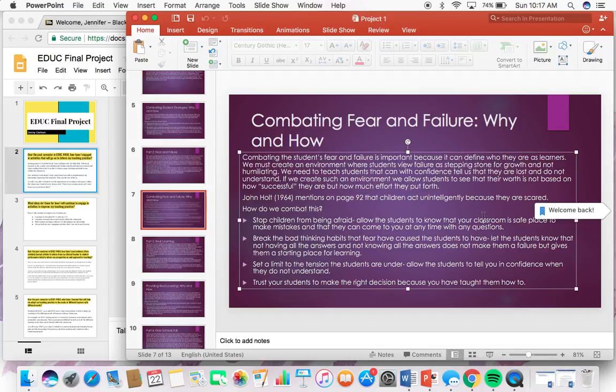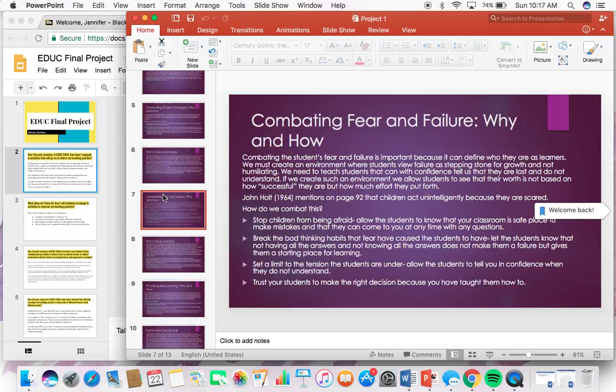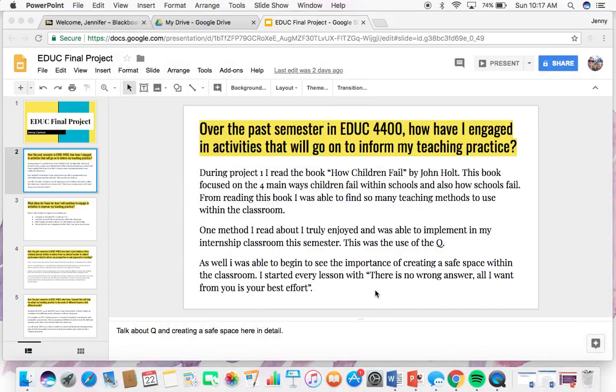And the one that I really focused on was creating a safe space within the classroom, because when children feel that they have a safe space, they aren't afraid to make mistakes, and they know that they can come to me or the teacher at any time with any questions that they have that they don't understand. The way that I went about doing this in my classroom was I just said at the beginning of every lesson, there is no wrong answer. All I want you to do is try your hardest. That's all I expect from you. And if you get it wrong, that's okay, because then I can just come in and help you, or another student can help you.